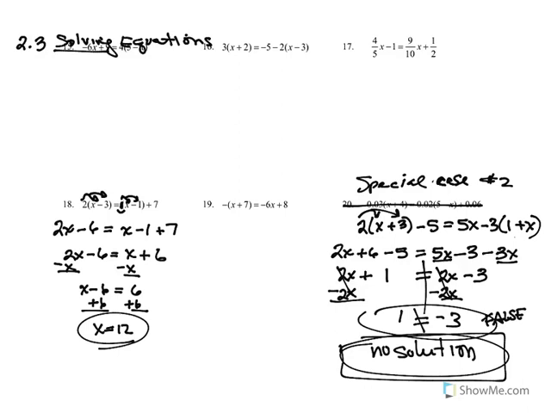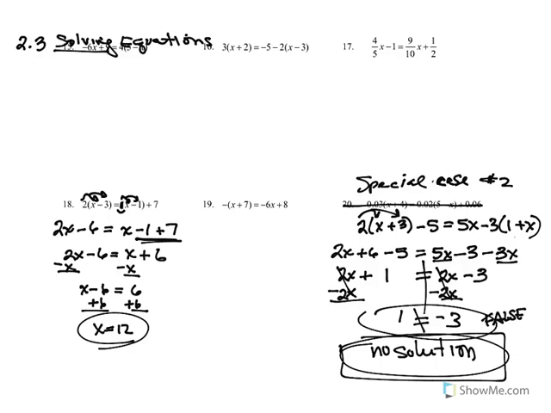Pay attention. Watch your signs. Make sure when you combine like terms here, realize that's a negative 1 plus a 7. Signs are different, so you subtract, keep the sign of the larger. Make sure you're putting it in your calculator correctly.